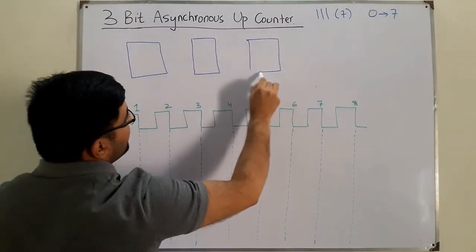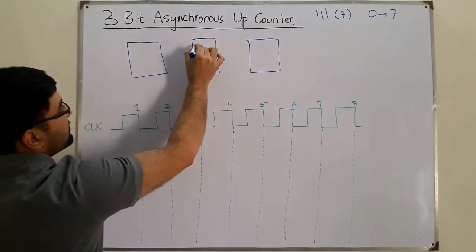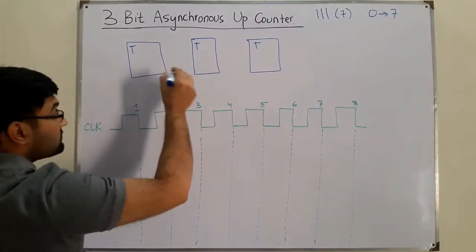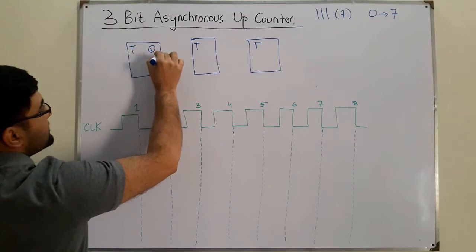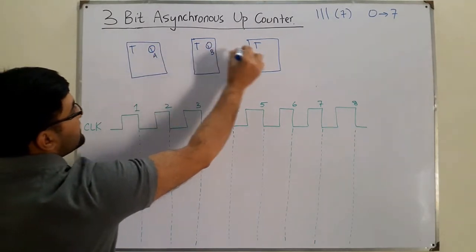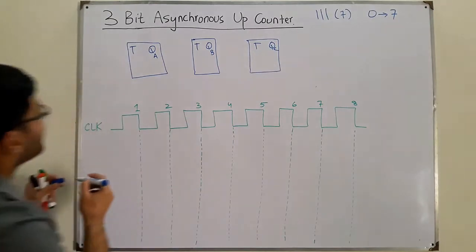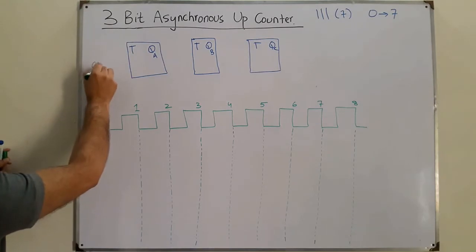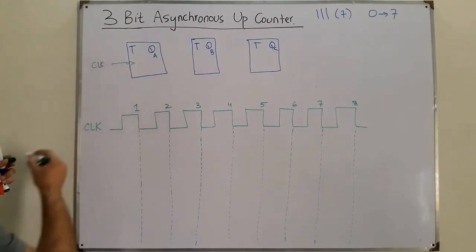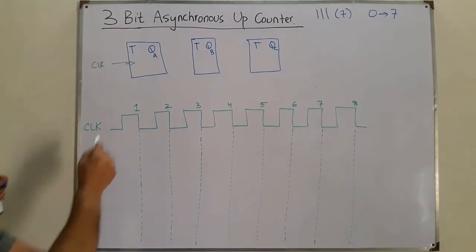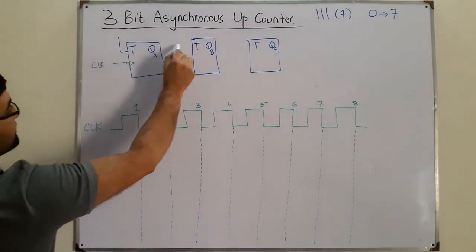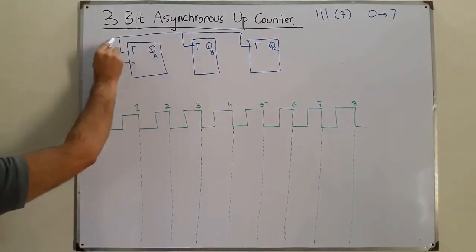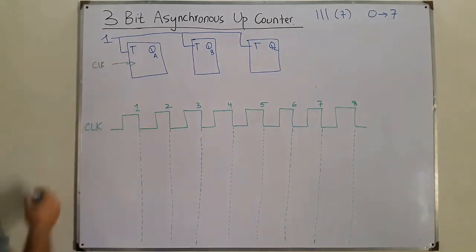Now we know that only toggling is required, so I can use T flip-flops instead of the JK flip-flop. The output of the first is QA, the second is QB, and the third is QC. An external clock pulse, here in the green color, is given to the first flip-flop. All the T inputs are given a logic 1 for the toggling operation. This is a high state given to them.